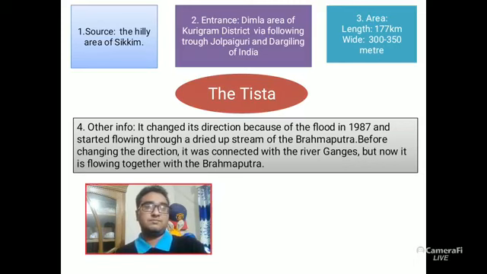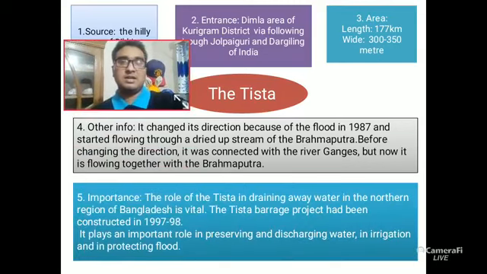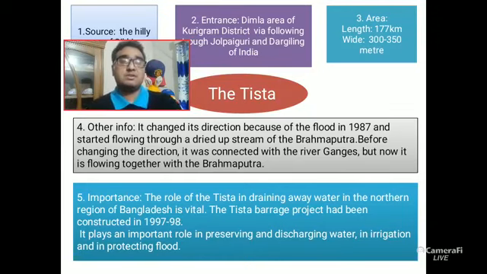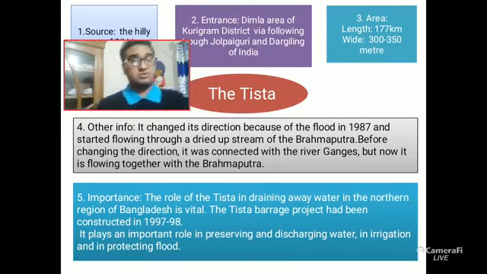The next information is the importance of the Teesta. When you write about the Teesta, you must write about the importance of Teesta, because Teesta is one of the main rivers of North Bengal, and the people of North Bengal are highly influenced by the river Teesta. Now I'm going to read out the importance of Teesta to you.